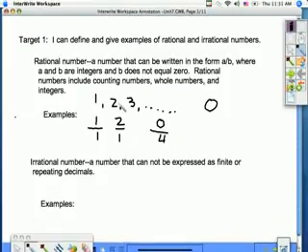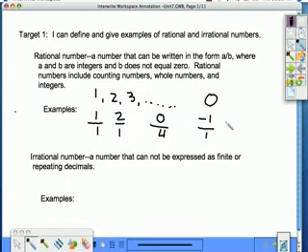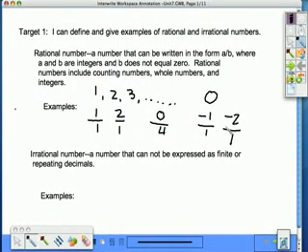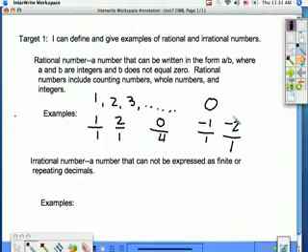Integers are all these whole numbers, so 0, 1, 2, 3, 4, and your negatives. So you've also got negative 1 over 1. Those can be written. Negative 2 over 1. So they can still be written as a fraction, so they're rational numbers.